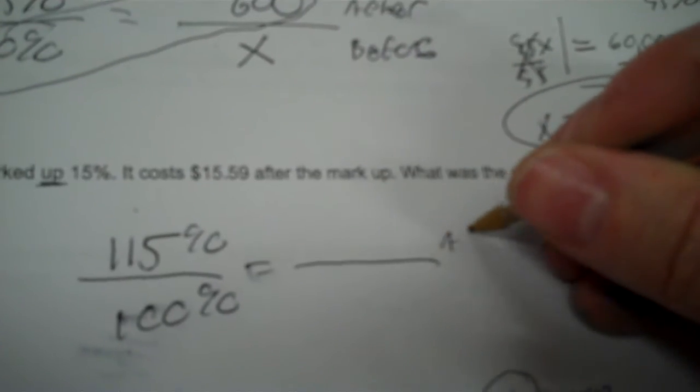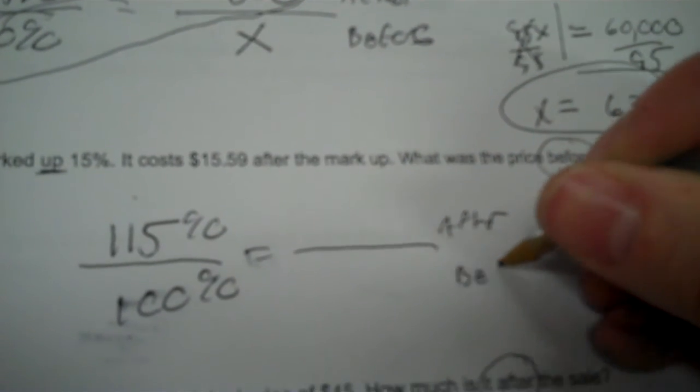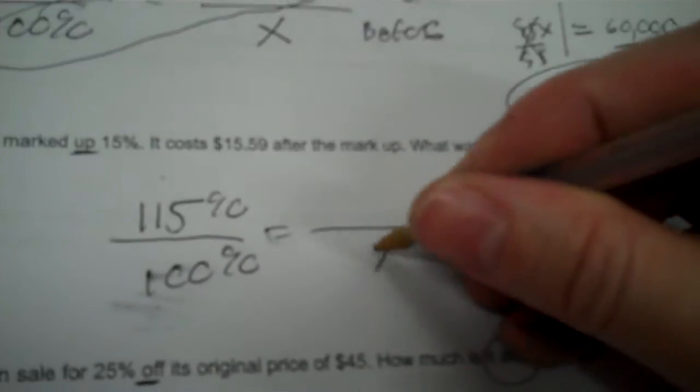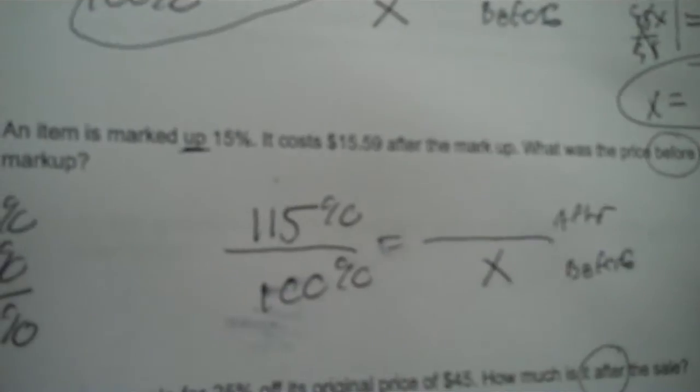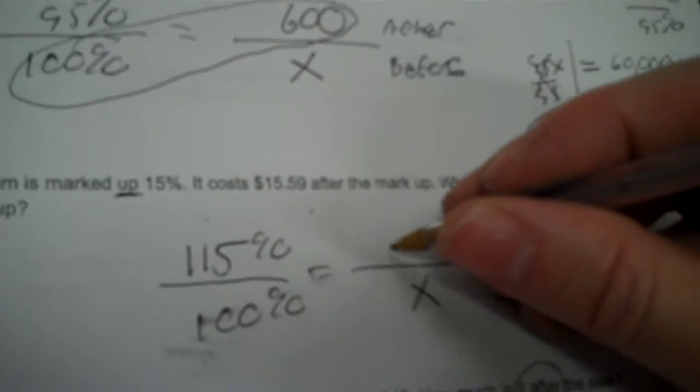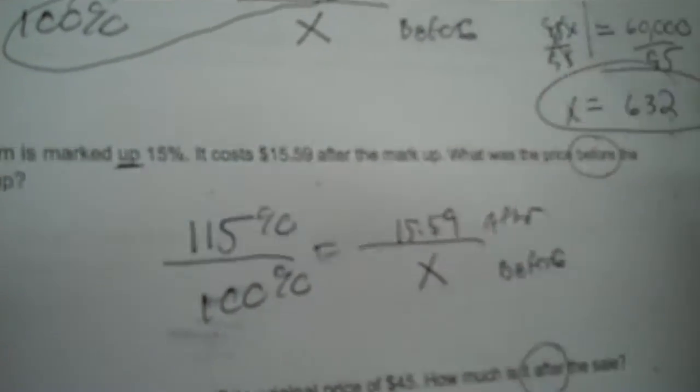Okay, then it's after and before. What was the price before the markup? So X is before, and because I don't know the before, that's why they're asking me to find it. And then $15.59 is your after.